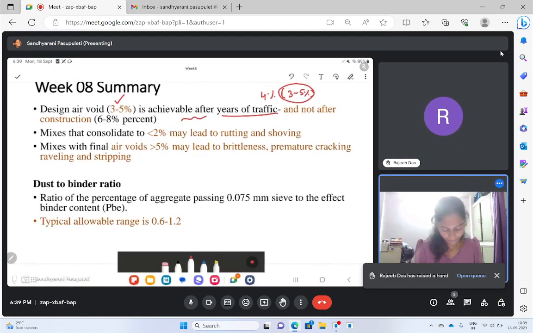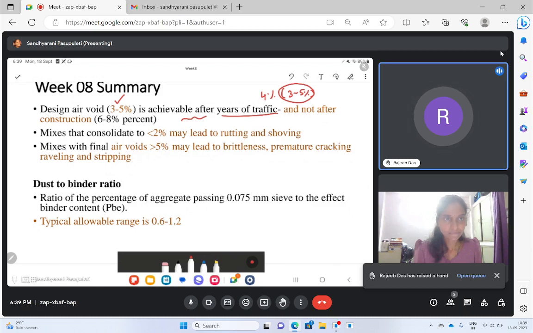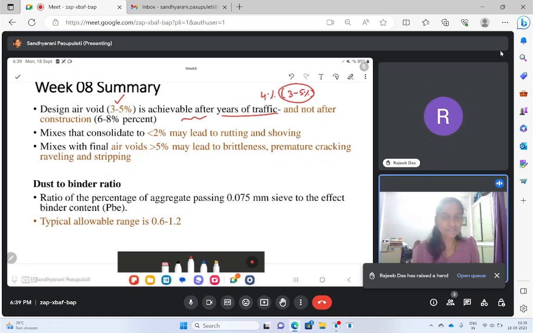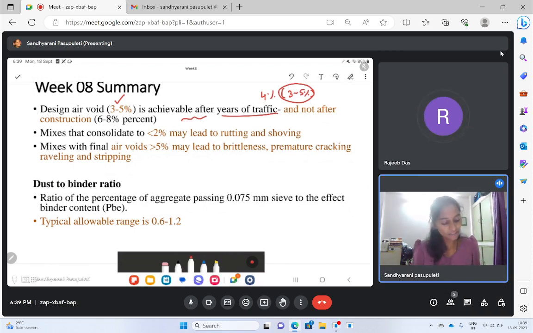Yes sir. Yes, but in MoRTH it is given that DBM should have this 3 to 5% air voids. So we are designing the mix in the range of 3 to 5%. Yeah, we are designing the mix design. Because after calculating all the volumetric parameters, you will have bitumen contents and the corresponding VMAs. We will have bitumen contents and the corresponding GMM. We will have bitumen contents and the corresponding GMB.